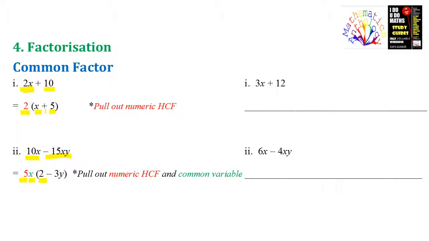Then I have negative 15xy as my second term. 5x times what will give me negative 15xy? I know that that answer is negative 3y, because 5 times negative 3 will give me my negative 15 there. Then I will have my x times y, which will give me my xy. So 10x minus 15xy, when you pull out a common factor, will become 5x into 2 minus 3y.